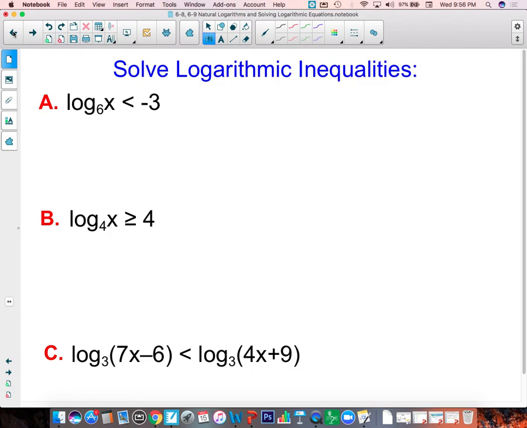All right, so I'll do the first one. I'll do A, and I'll do C. Same way we've done before, change this to an exponential. So 6 to the negative third is less than x. Pretty quick and easy. What's 6 to the negative third? Well, that's 1 over 216, so x must be greater than 1 over 216.